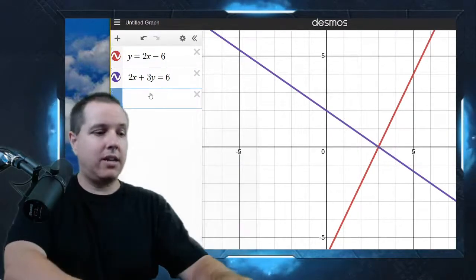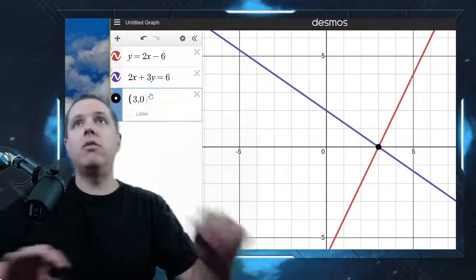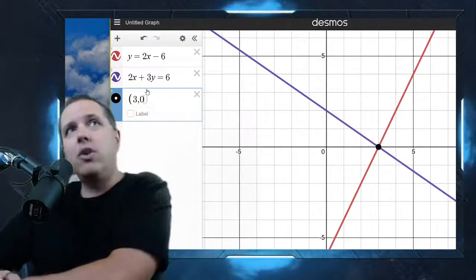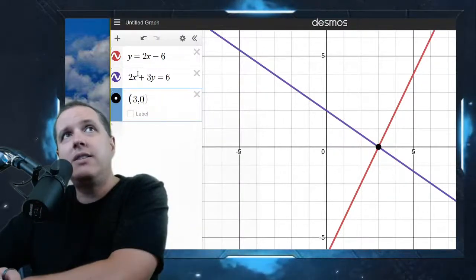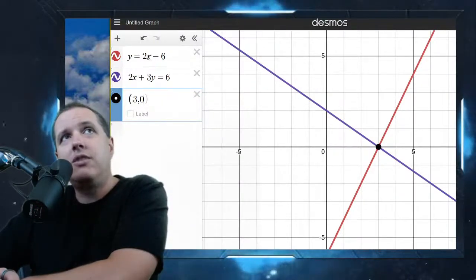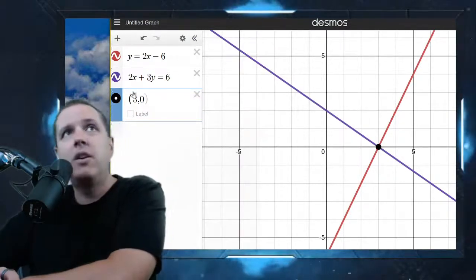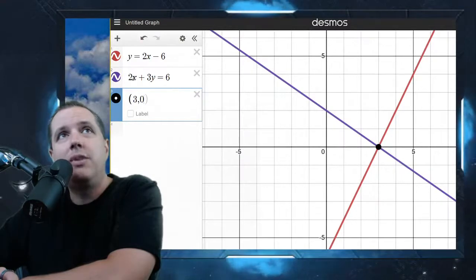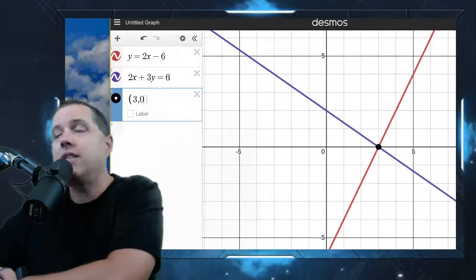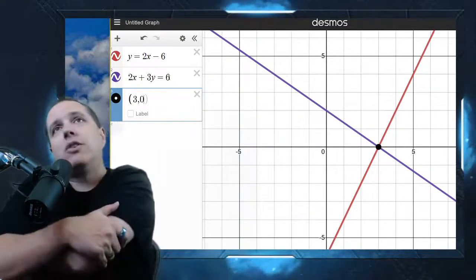So let's plug that in. 3, 0. Okay, and let's just see if it works. So x is 3, y is 0. Let's see. If I put x is 3 here, I would get 6 minus 6 is 0. Yep, that works. All right, what if I put it down here? This would be 6 plus 0 equals 6. Yep, that works. See how it works in both of them?